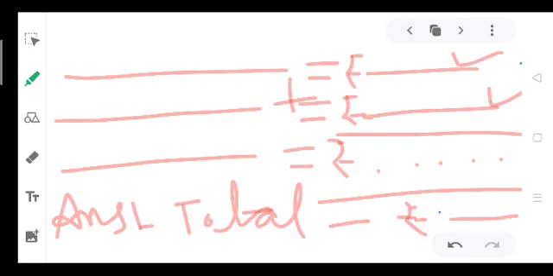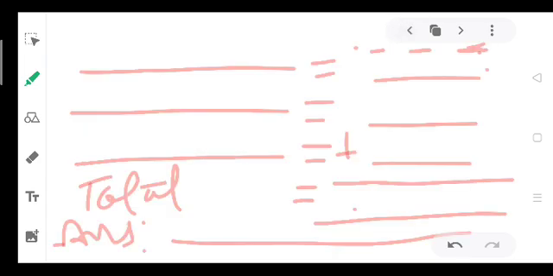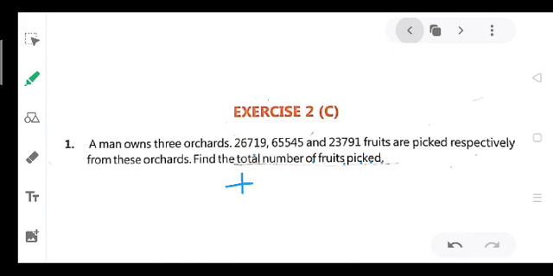So these 4 sums, this is your homework. You have to do all these sums in your notebook. Answer key will be sent later on. Firstly, try to do it on your own with proper statement and answer.